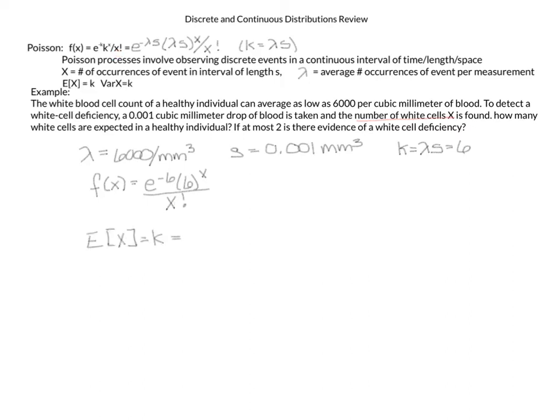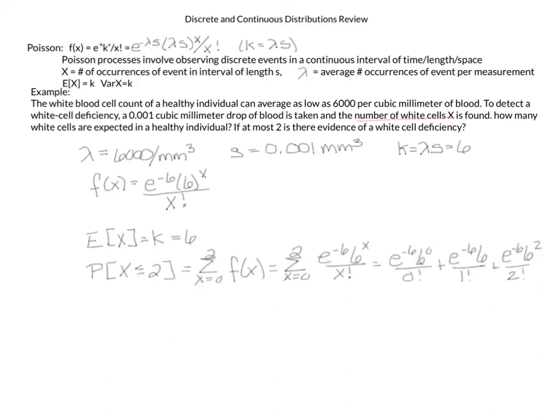I hadn't been copying the expected value formula up here with the other things, but for this one I snuck it up there because it asked how many white cells are expected. So that's the expected value, and the expected value of x is equal to k, which is equal to 6. So that was quick and easy with the formula.